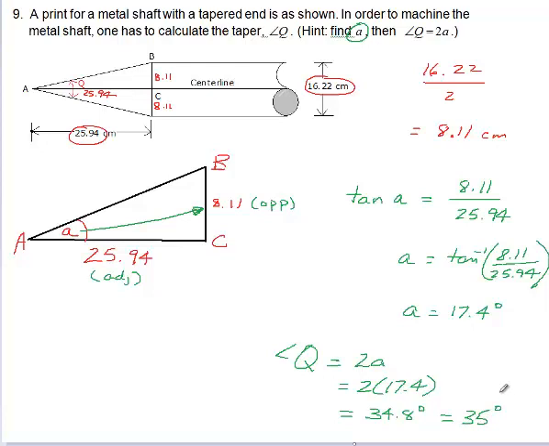I don't think the instructions tell us. No, it just says to find angle Q. It didn't tell us how many decimal places. So 34.8 degrees or 35 degrees. That's the answer to number 9 on page 107.